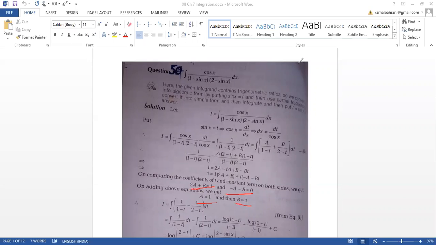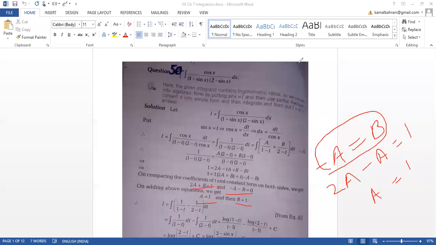Clear? Minus a minus b equals 0 gives minus a equals b. Now put b equals minus a in the other equation: 2a as it is, instead of b we write minus a, equals 1. So we get a equals 1. Same way, from here we get b equals minus 1. Is that clear or not? So we get the values.